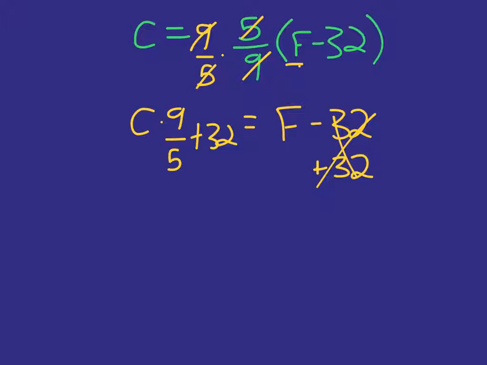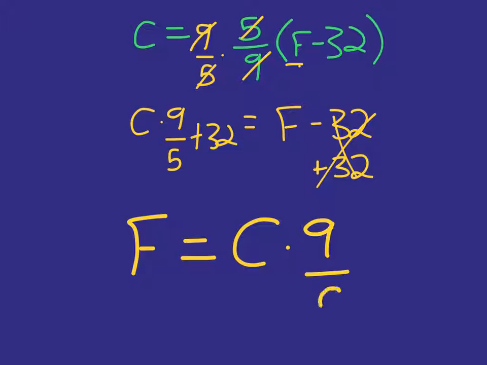And you'll see now that we have f isolated by itself, and I'm just going to rewrite it so that way f is on the left side. F equals c times 9/5 plus 32. And that would be our answer because we've solved for f.